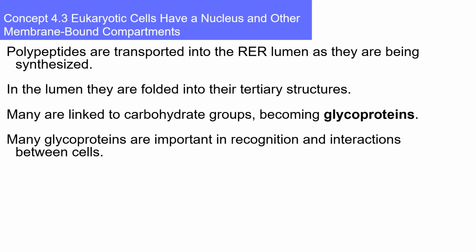Now, polypeptides that are transported in there will form the tertiary structures, as I mentioned. Some will also be linked to carbohydrate groups, becoming what we call a glycoprotein. Glyco meaning sugar, so it's being attached to a sugar. These are very important for interaction and recognition between cells. They're going to go straight to the cellular membrane for cell signaling and identification purposes.